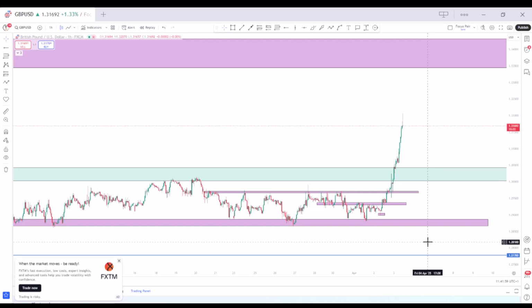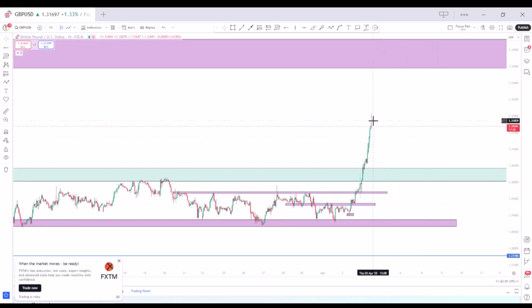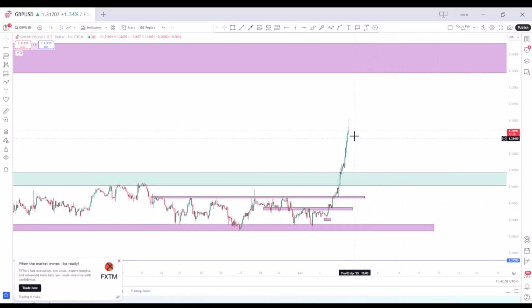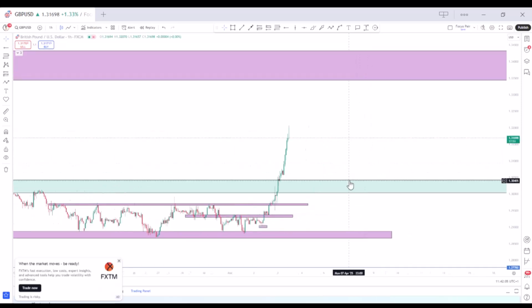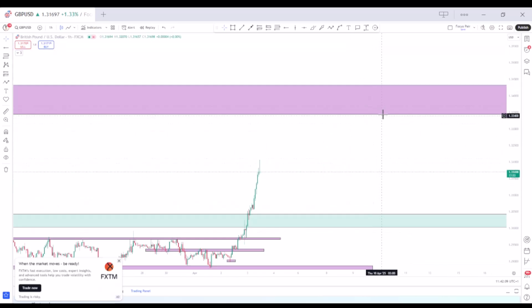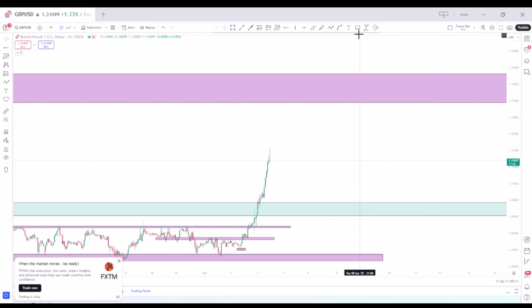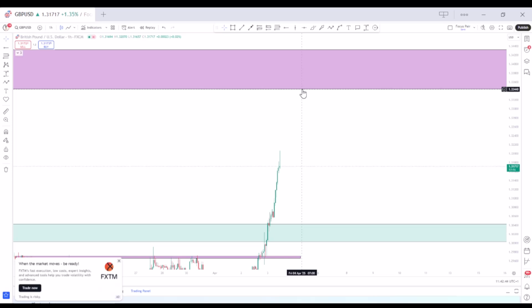So what I'm really expecting right now is for price to pull back and give me some kind of new trade setup. Then I will join the movement into this supply level that I have up here. I'm looking at a movement of about 300 pips into this area here, 1.33440. That is where I'm really expecting price to be pushed through.